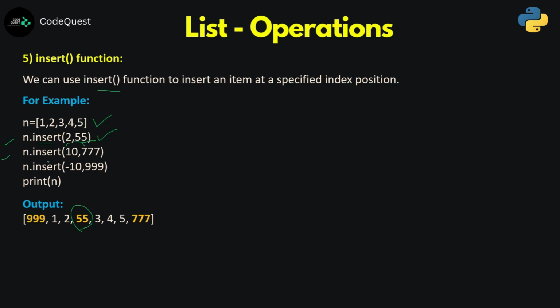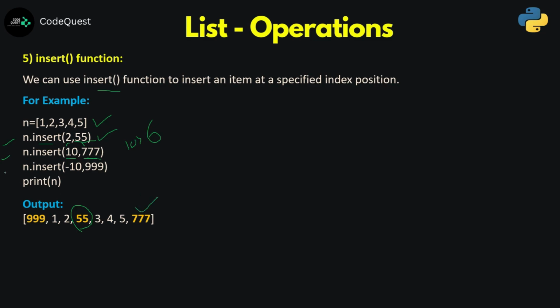Now next, when I'm trying to insert 777 at index 10, you can see the number of elements, after inclusion of this 55, is only 6. But here we have given an index which is beyond that. I mean, 10 is greater than 6. So every time you give an index which is larger than the existing number of elements, then by default this item or element will be added at the end of the list.